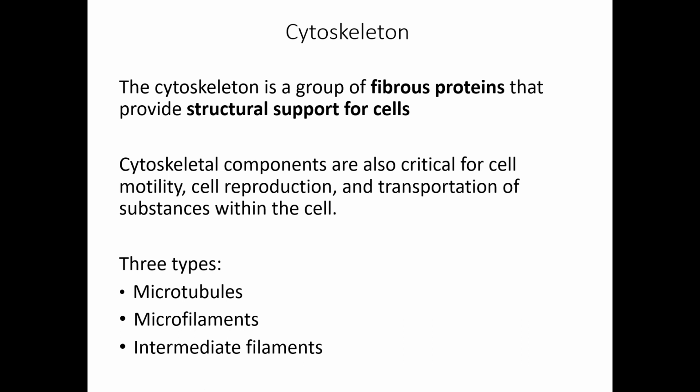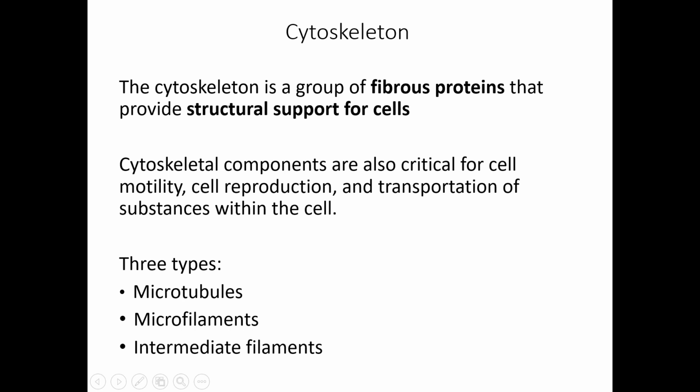Now we will talk about cytoskeleton. It's a group of fibrous proteins that provide structural support for cells. What does it mean? Fibrous proteins are proteins made of long protein chains, usually twisted together. And structural support for cells means keeping the cell in place, keeping the cell shape, and keeping organelles inside of that cell in their proper place. So cytoskeleton also helps in cell reproduction and in transportation of substances within the cell.